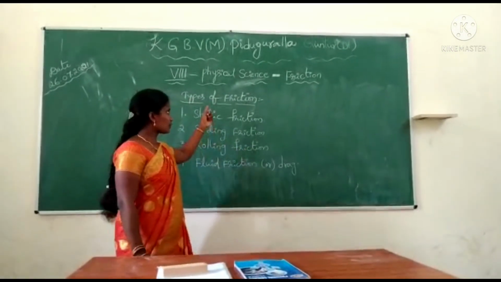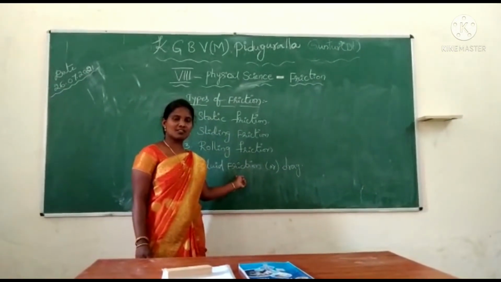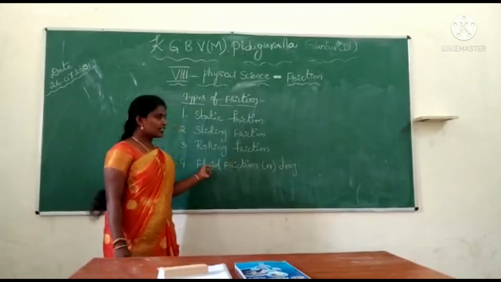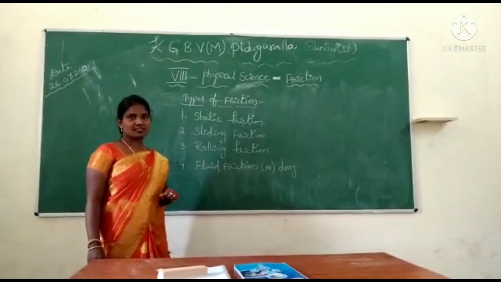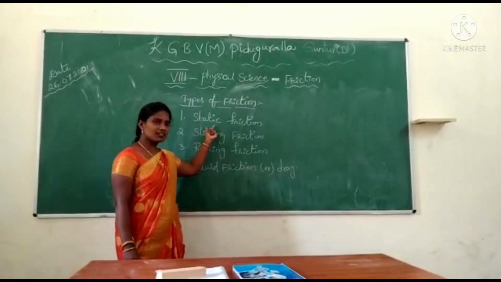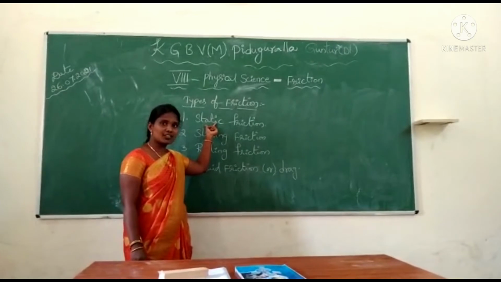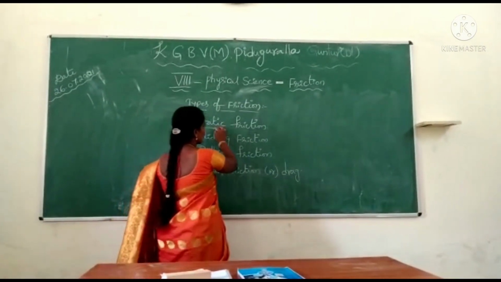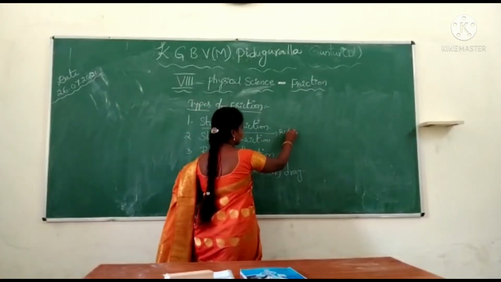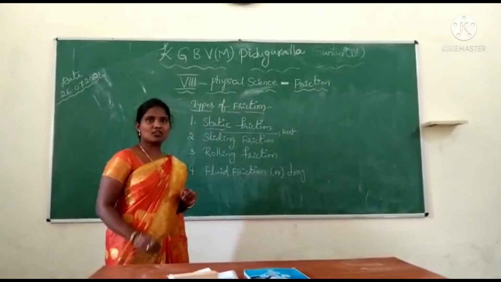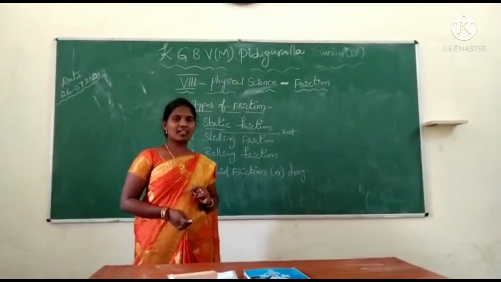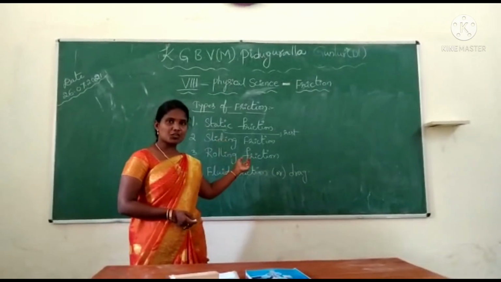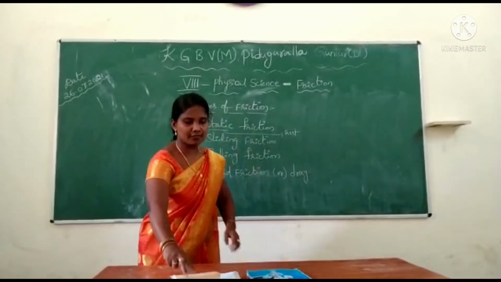Afterwards, through these videos on types of friction, I think all the children understood. Then we concluded, do all of you understand what static friction is? Static means rest. That means the object is in a constant position. Then we concluded that static friction is always greater than sliding friction.